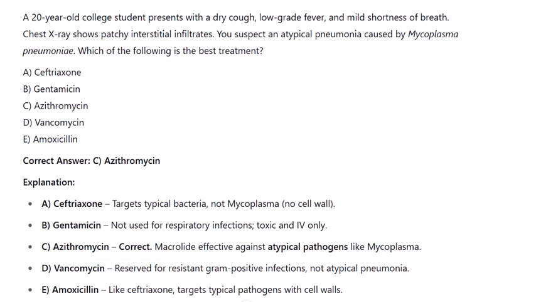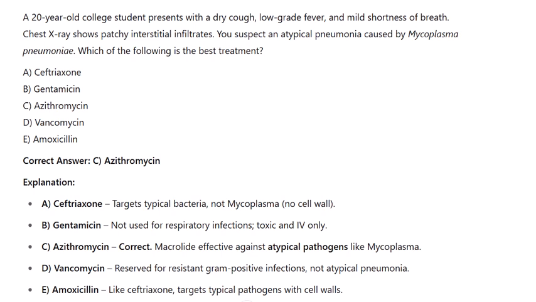USMLE Question 1, clinical use. A 20-year-old college student presents with a dry cough, low-grade fever, and mild shortness of breath. Chest X-ray shows patchy interstitial infiltrates. You suspect an atypical pneumonia caused by Mycoplasma pneumoniae. Which of the following is the best treatment?